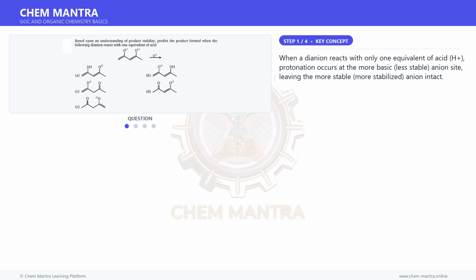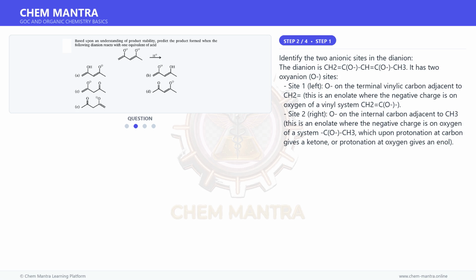When a dianion reacts with only one equivalent of acid, H+, protonation occurs at the more basic, less stable anion site, leaving the more stable, more stabilized anion intact. Moving on to the next step.